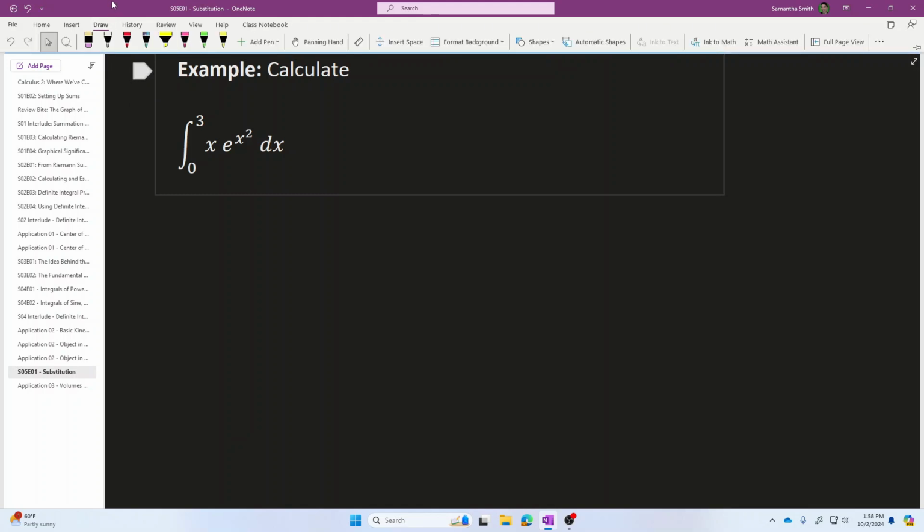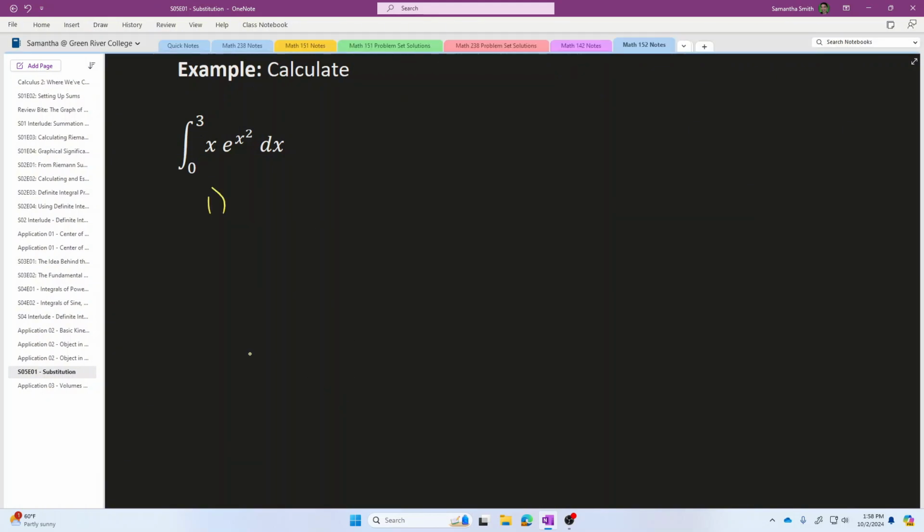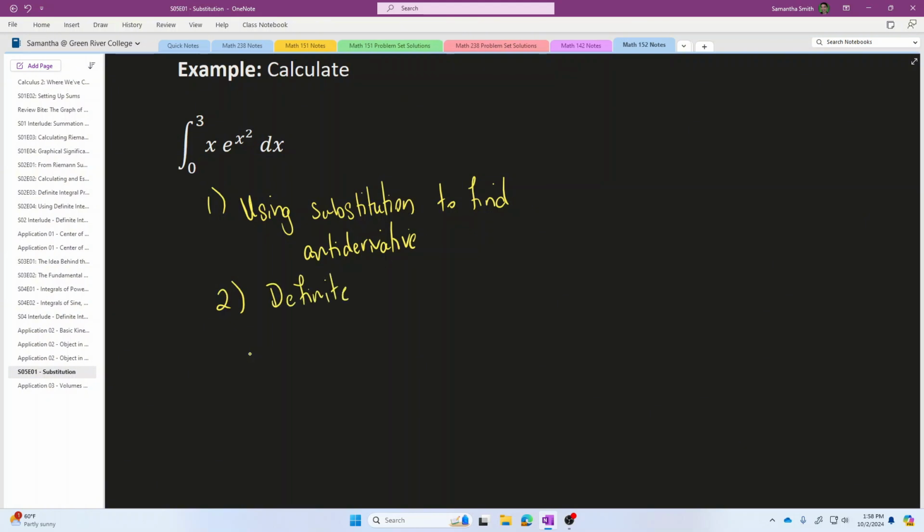Now there's very little difference at the beginning between this problem and the indefinite integrals that we've done so far. We're going to start by using substitution, just as we did above, to find a single antiderivative. And once we've found that antiderivative, we can evaluate the definite integral using the fundamental theorem of calculus. All I have to do is plug the limits into the antiderivative and subtract.